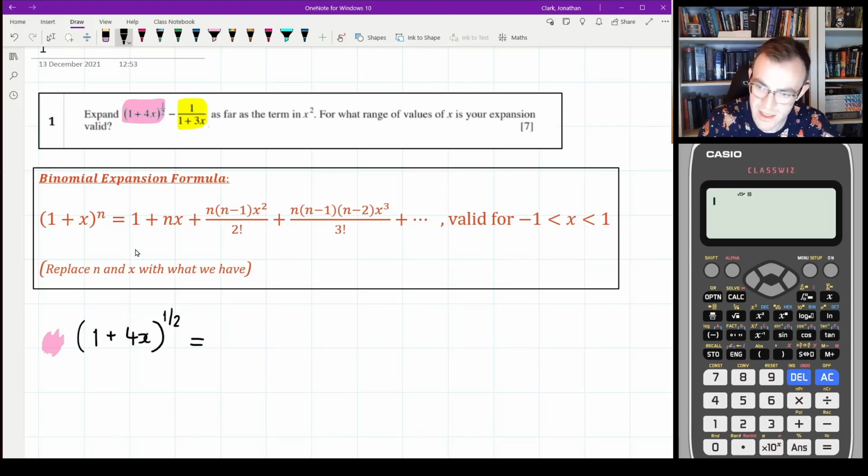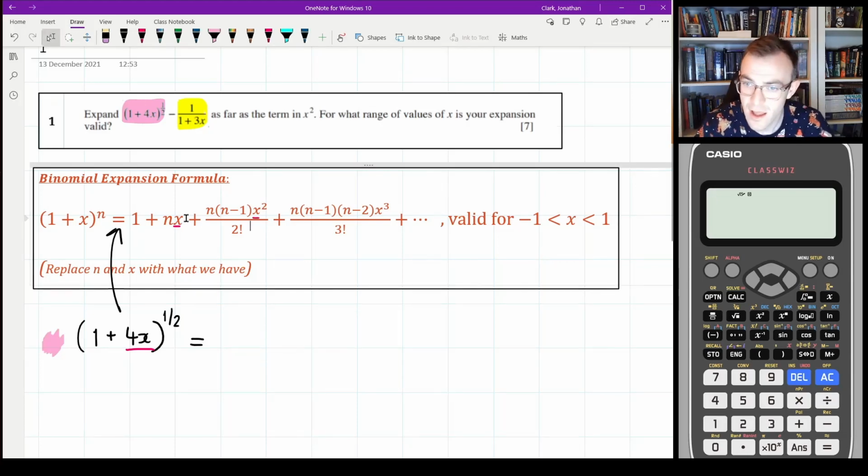So I'm going to take this formula, and essentially what I'm doing is I'm replacing all of the instances of x in this formula with 4x, and n in this case is a half, so I'm replacing any instance of n with 1/2. That's the plan. Let's see how that goes.